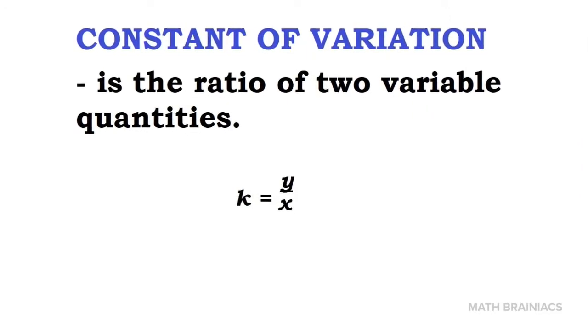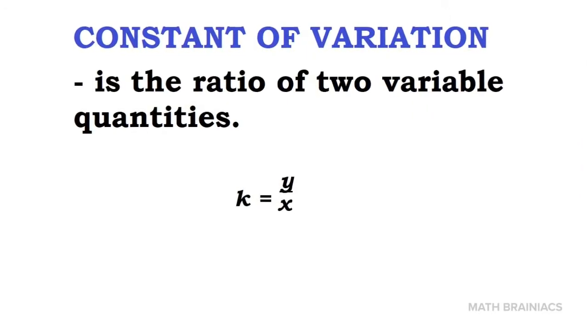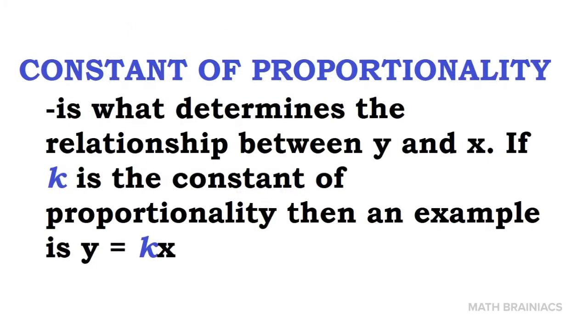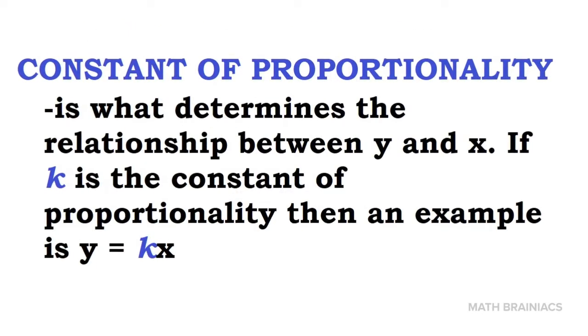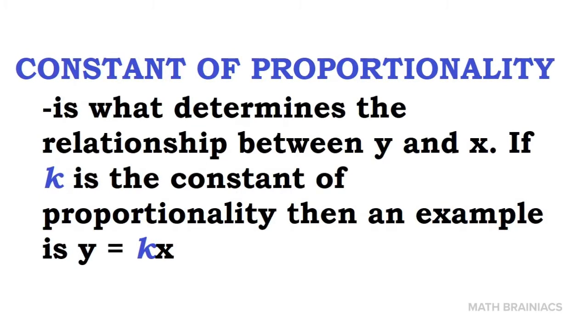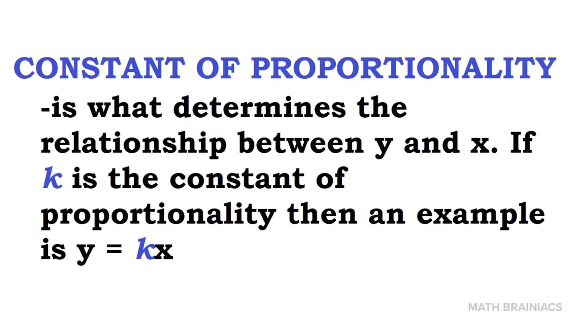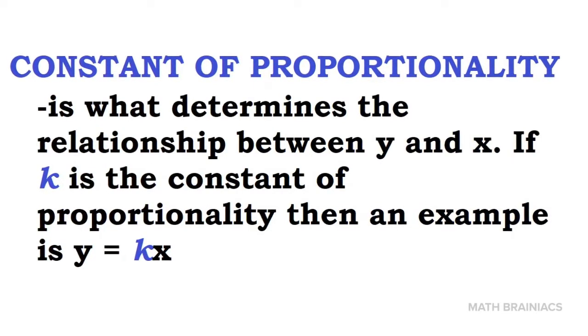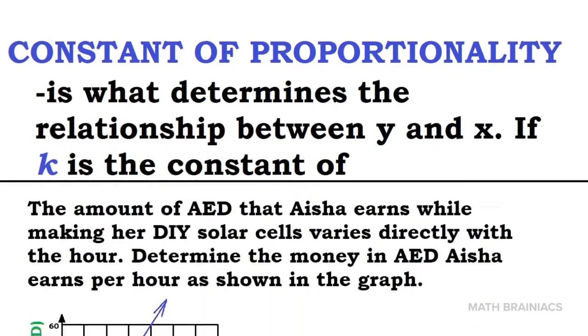Constant of variation is the ratio of two variable quantities. It is k is equal to y over x. Constant of proportionality is what determines the relationship between y and x. If k is the constant of proportionality, then an example is y is equal to kx.